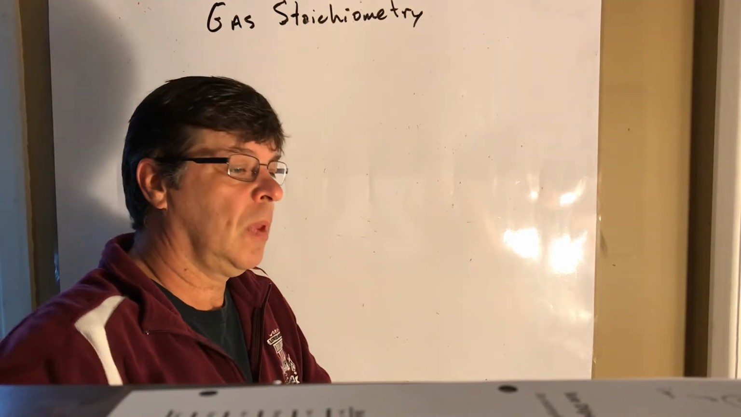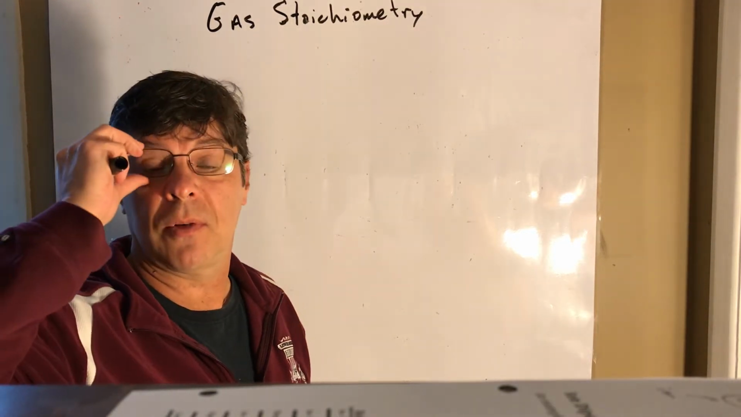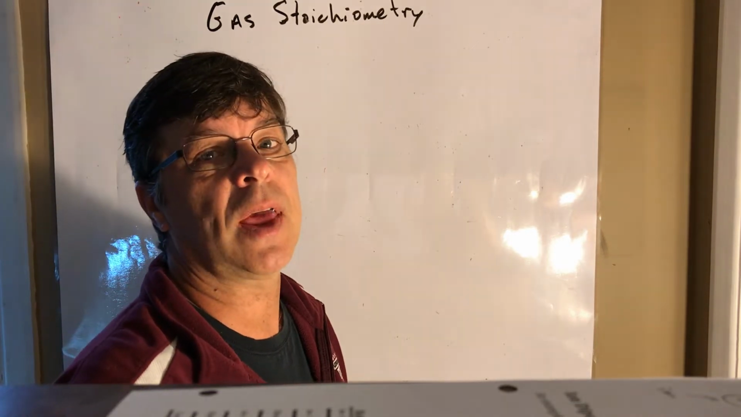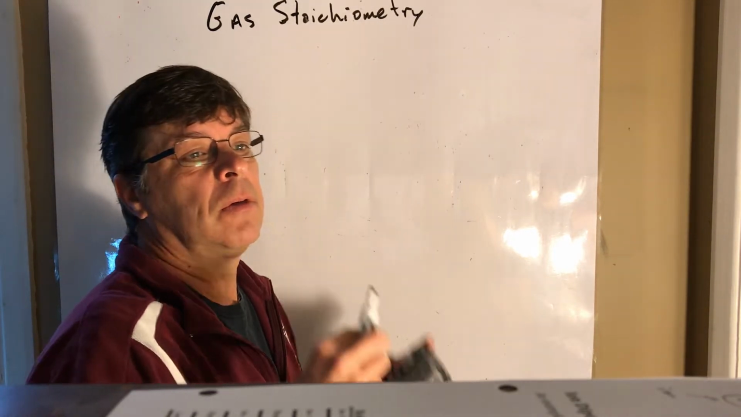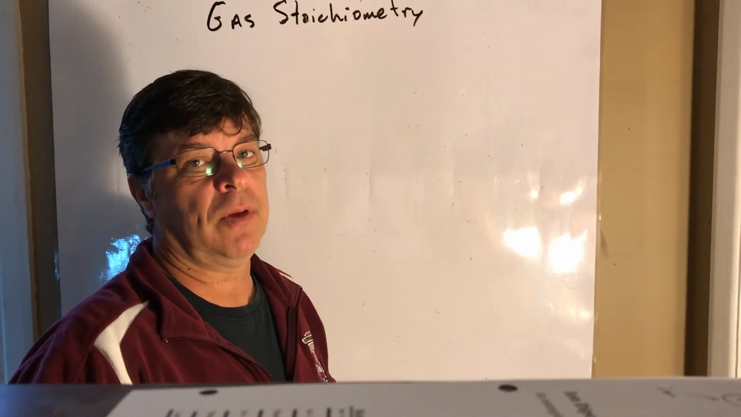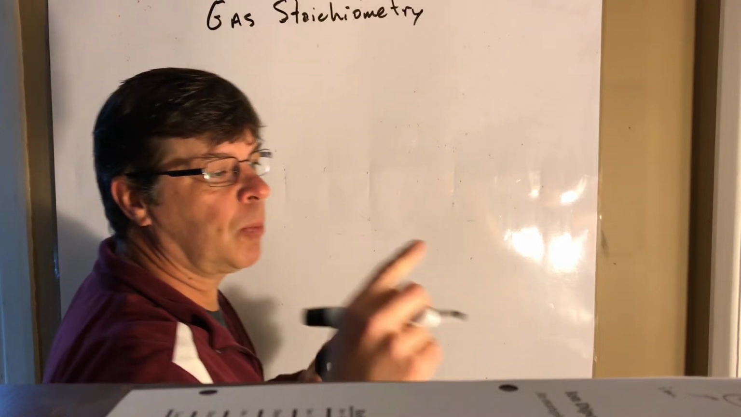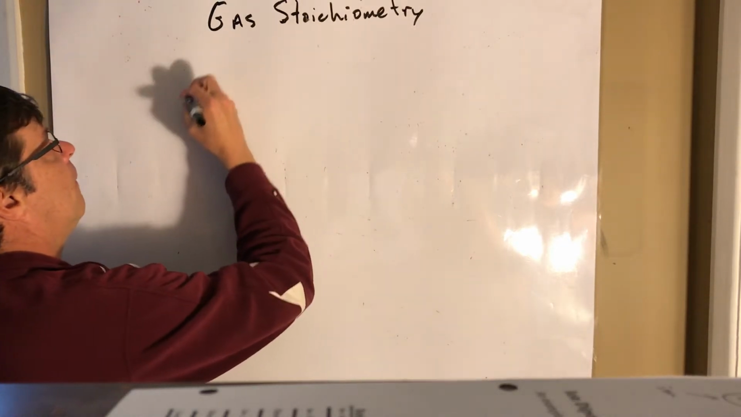Hey, so far the work you've been doing with stoichiometry looks good. Let's look at gas stoichiometry. So we're going to use PV = nRT in this case. Okay, so let's think of a reaction that produces a gas.